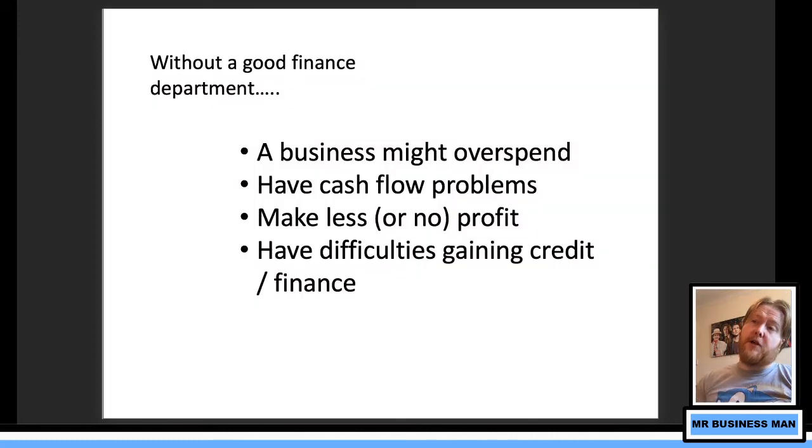Without a good finance department, a business might overspend, not realise it's not got enough money to do certain things. And that can be individual departments, or it can just be a business as a whole. They might have cash flow problems. We know how important cash flow is to businesses. As I said, they're still struggling in the UK and things like that. They might make less or no profit, because it's not always a given, and have difficulties gaining credit or finance.